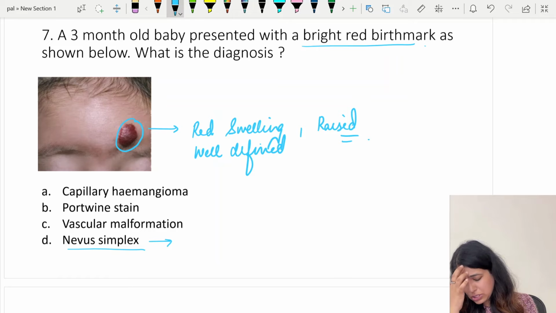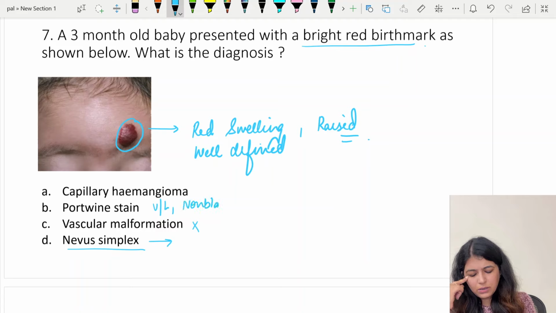Vascular malformation would not present like this. Again, it would be a different presentation. Port wine stain would be unilateral. It will be non-blanchable erythema that will be there. It won't really be such a localized swelling. Capillary hemangioma is what is the answer here.